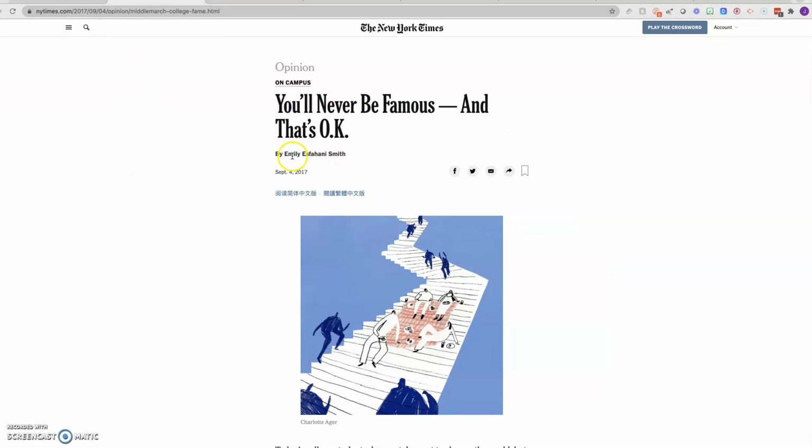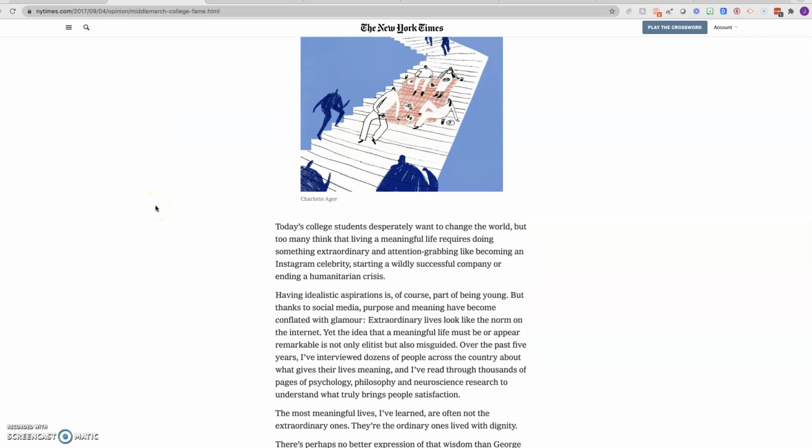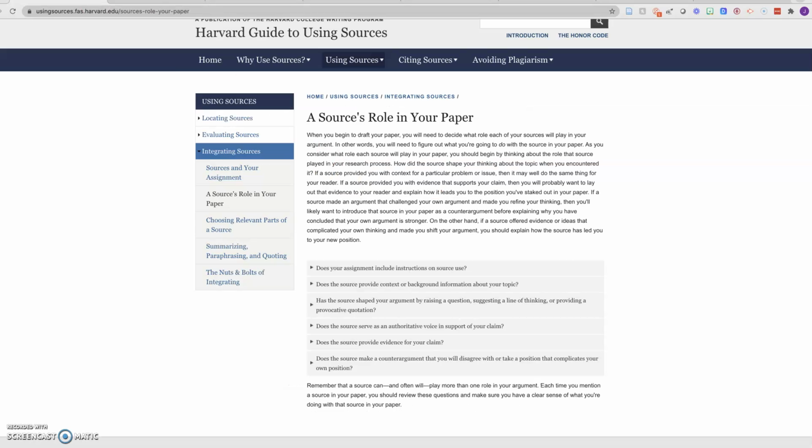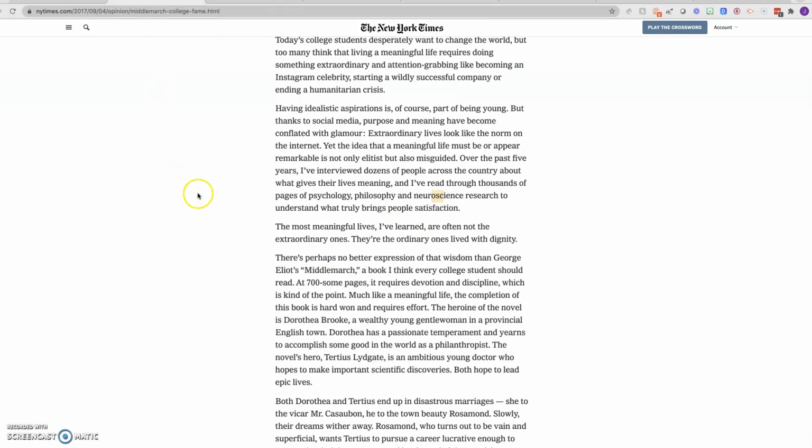That example is by Emily S. Fahani Smith, and I had shown how she had done some interviews and reading, particularly in psychology, philosophy, and neuroscience, and that these actions essentially are connected to this idea of how a source is shaping argument. It would have raised questions for her. It would have developed her line of thinking. It helped her draw some conclusions so that she's able to write this piece that she's writing.